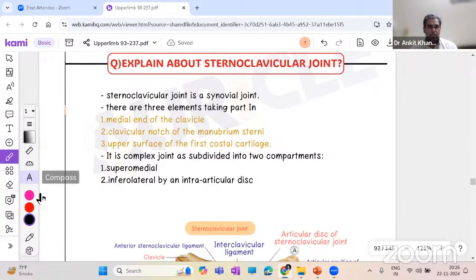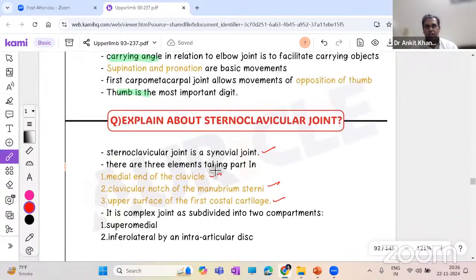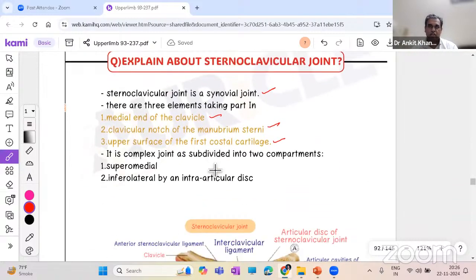Let us start with the sternoclavicular joint over here. So it's a synovial joint. We have seen which type of synovial it was. It was the saddle variety. Okay. There are three elements taking part: there is the clavicle, there is the sternum, and below the clavicle, we showed now, there is the first rib that is also part of it. Here, if a question ever comes on the sternoclavicular joint, it will hardly be of 2 or 3 marks. Let me explain it.